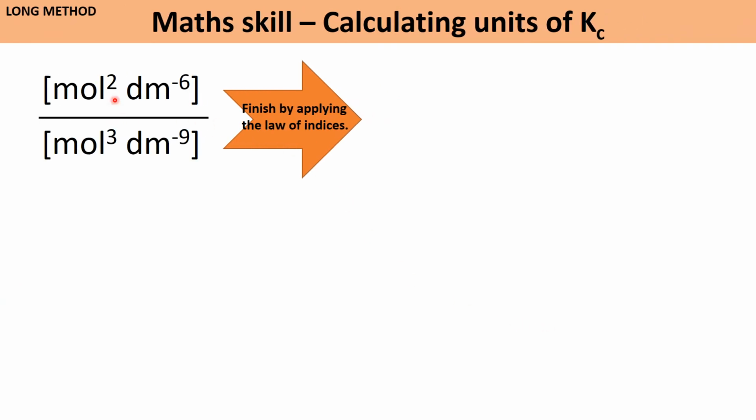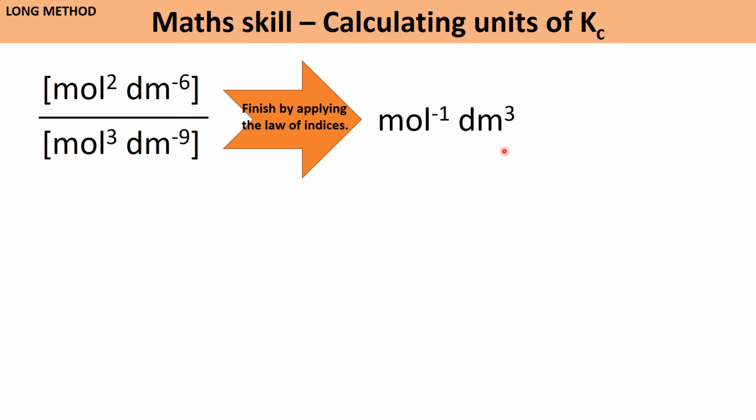Okay, so moles squared over moles cubed, that's 2 minus 3. 2 minus 3 is equal to minus 1, so we're going to get moles to the minus 1. And dm to the power of minus 6 minus minus 9 is the same as adding 9, so we're going to get dm cubed.